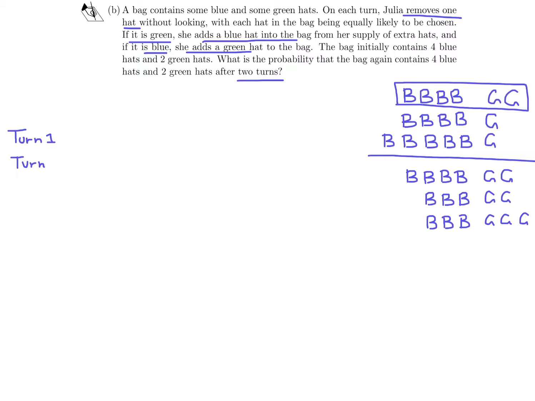The first turn, you could remove a blue, and the second turn, remove a blue. The other scenario would be remove a blue and then remove a green. The other scenario would be remove green and then remove blue. And the final scenario would be remove green and remove green. That's the only possible scenarios for what you will remove. So let's figure out what this looks like for each of these.